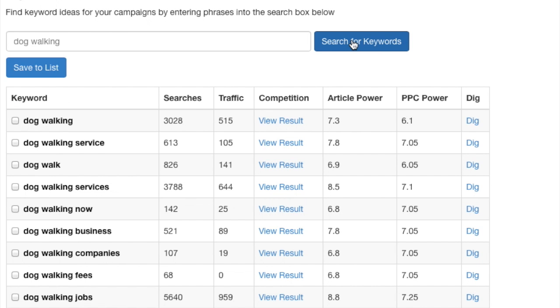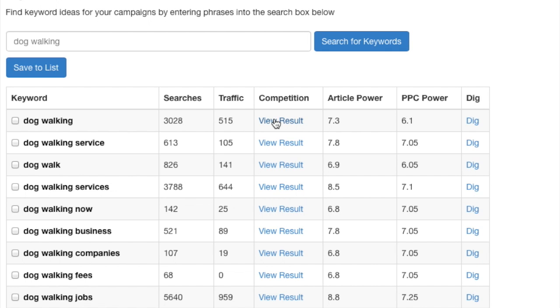Now, as you can see, there's the results that have come up. And there are a lot of searches here just for that particular term, dog walking. There's over 3,000 searches and a traffic. If I was to rank on the first page of Google, I might expect nearly 500 visitors a month.